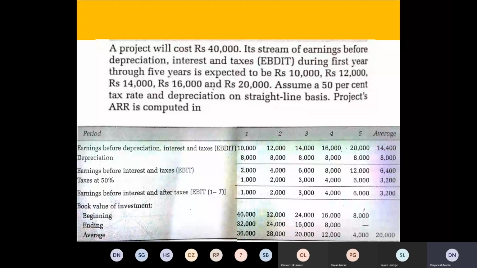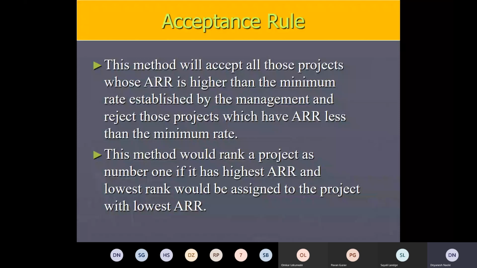So 3,200 divided by 20,000 is the accounting rate of return, multiplied by 100. What is that value? Just find out: 3,200 divided by 20,000 into 100. 16. Yes, so 16% is the accounting rate of return. I hope everyone else also got it.